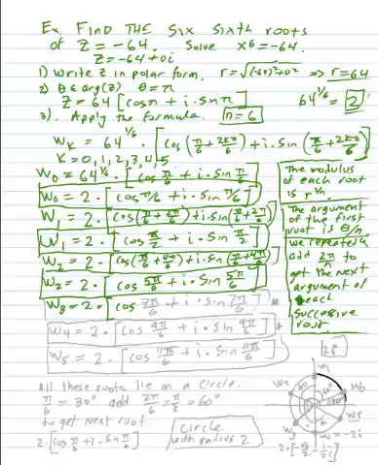So 2 times 3 is 6 pi over 6. So pi over 6 plus 6 pi over 6 would add together to give 7 pi over 6, plus i times the sine of 7 pi over 6.